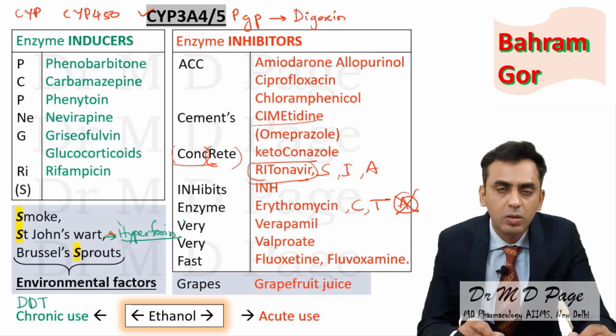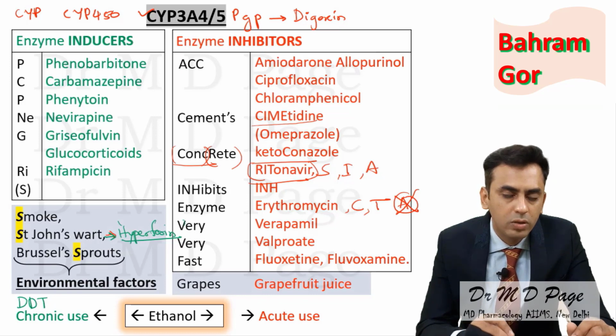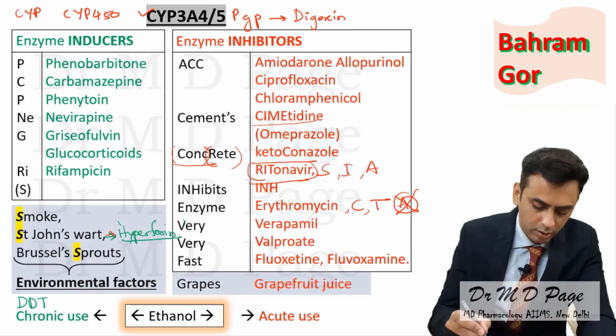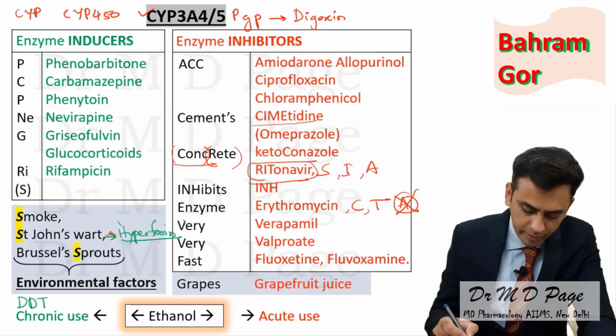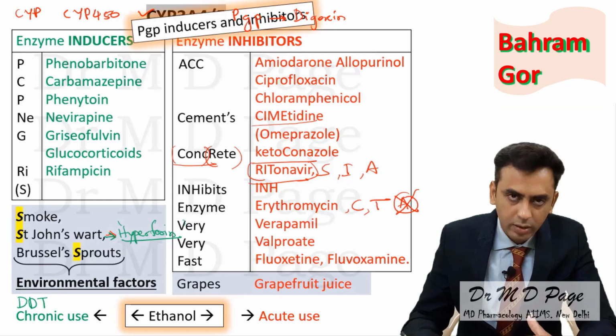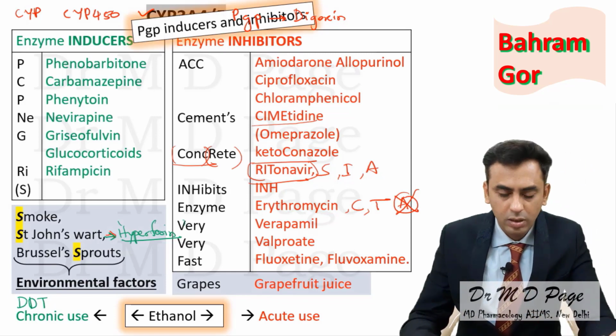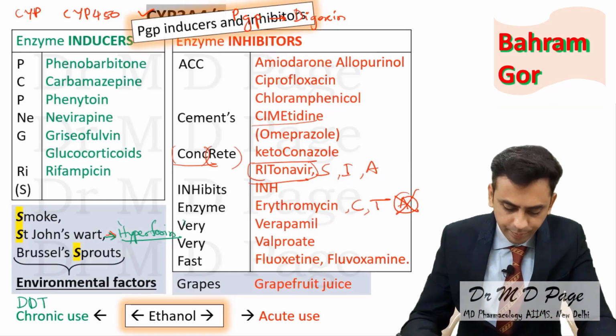So if you are using phenobarbital, what will happen? If you use phenobarbital, you will induce P glycoprotein, thereby causing digoxin's blood level to decrease. So this is what I mean to say. You can use this chart for this, as well as for P glycoprotein inducers and inhibitors.